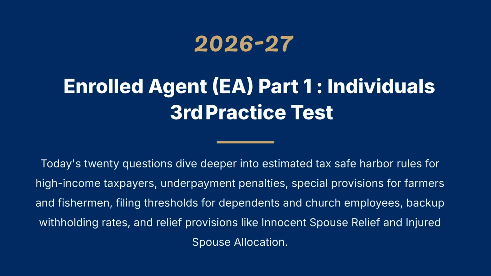Today's 20 questions dive deeper into estimated tax safe harbor rules for high income taxpayers, underpayment penalties, special provisions for farmers and fishermen, filing thresholds for dependents and church employees, backup withholding rates, and relief provisions like innocent spouse relief and injured spouse allocation. These are detailed, calculation heavy topics that the EA exam loves to test.